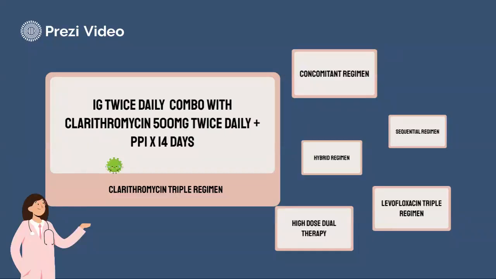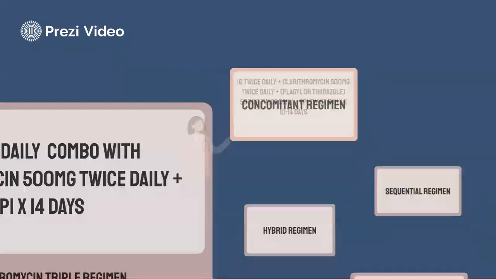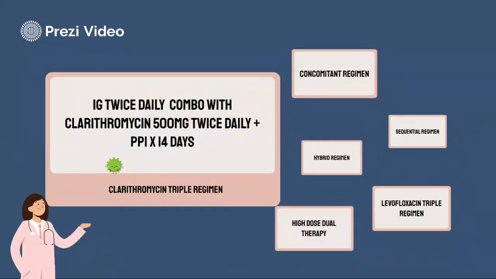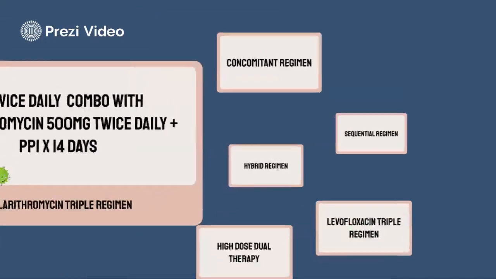Now for the concomitant regimen, we may use amoxicillin 1 gram twice daily in combo with clarithromycin 500 milligrams twice daily, and also with either metronidazole or tinidazole 500 milligrams twice daily, plus your standard dose of PPI twice daily for a regimen of up to 10 to 14 days. Then we have your sequential regimen. You may use amoxicillin 1 gram twice daily plus a PPI twice daily for 5 to 7 days.